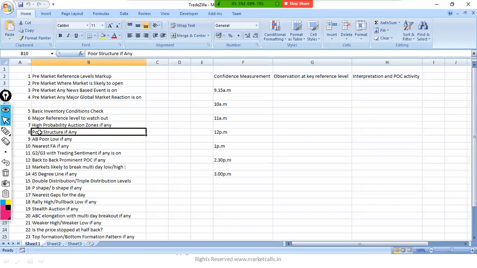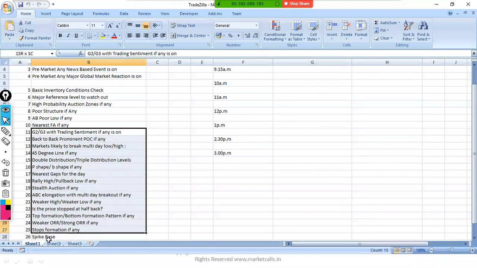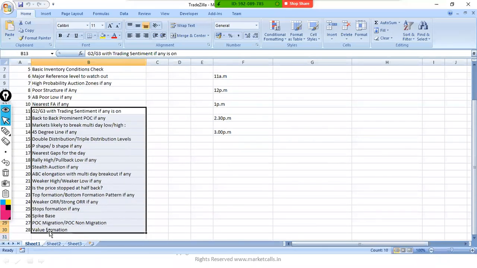Before the market starts, you need to write up all these things. For example, there is a poor structure from last Thursday, so you have to prepare for it. If there is a poor structure, you have to be aware of this information. There is a higher odds that it can get cleared. So that is one of your high probability auction zones: a poor structure can get cleared. If there is an AB poor low, it can get cleared. If there is a failed auction, then we need to give it a weightage, a higher priority. If there is a G2, G3, we need to give a weightage to it. Likewise, we classified some 25 to 30 styles. All these things you need to check, right?